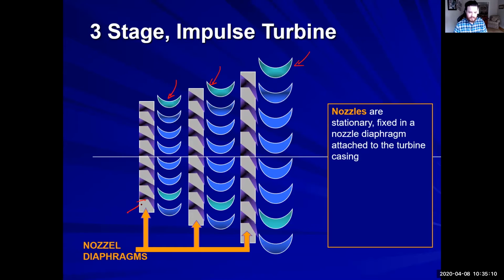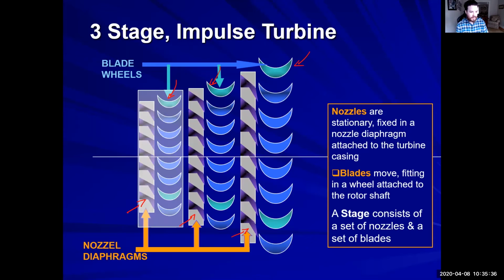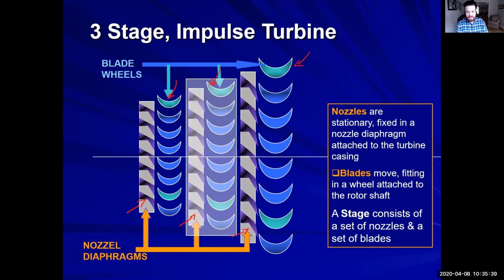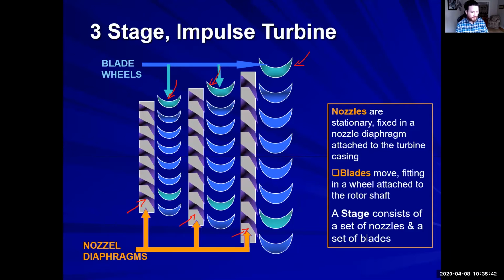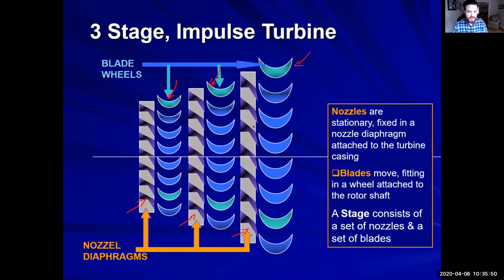And these are our nozzles. The nozzles are completely stationary. They do not move. They're attached to the turbine casing, but the blades do move, fitted in a wheel attached to the rotor shaft. A stage consists of a set of nozzles and a set of blades. So that would be one set, that's another set, and that's your third set. So that's your 3-stage.